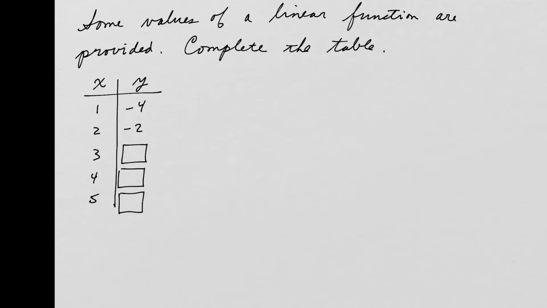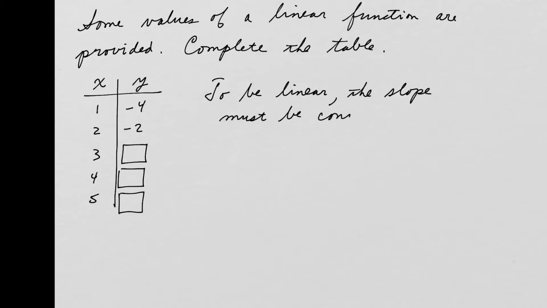Well, we're told that this should be a linear function, right? So to be linear, the slope must be constant, right? That's going to be the key thing. The slope must be constant, right? It's going to be one particular value. It's not going to change at all. And how do we figure out the slope? Well, we can get that by looking at the first two ordered pairs, right?